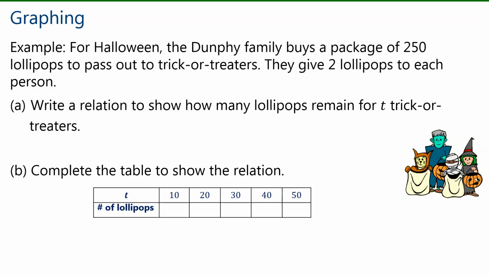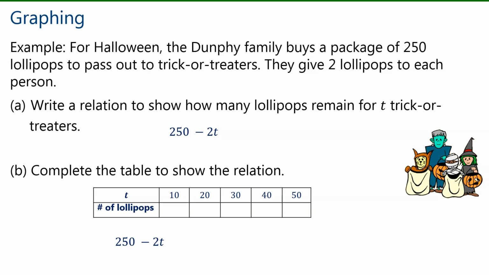So they start off with 250. Now since they're giving away lollipops, we're going to subtract 2 lollipops for each trick-or-treater. So our relation would look like this. 250 minus 2 times t. Now we're going to use this relation to help us complete the table.